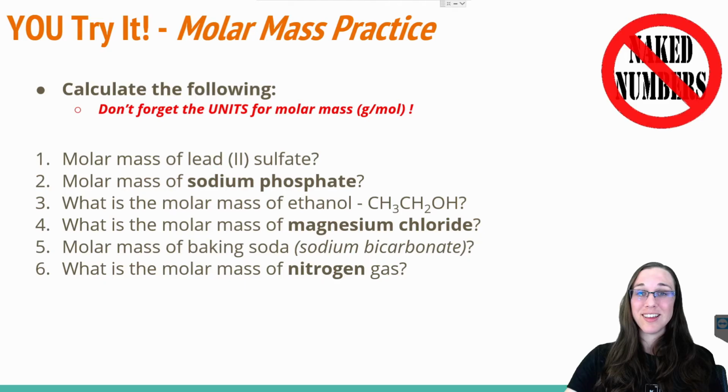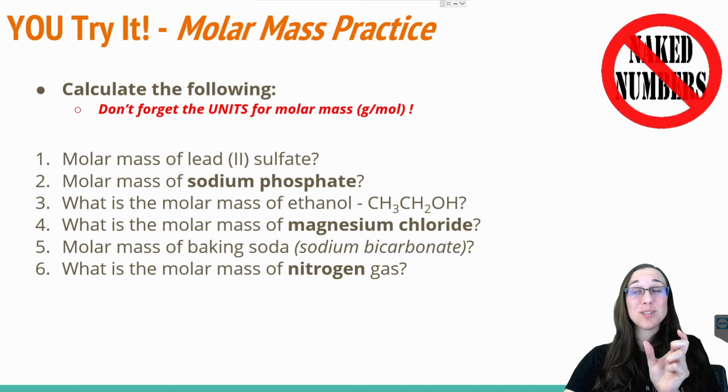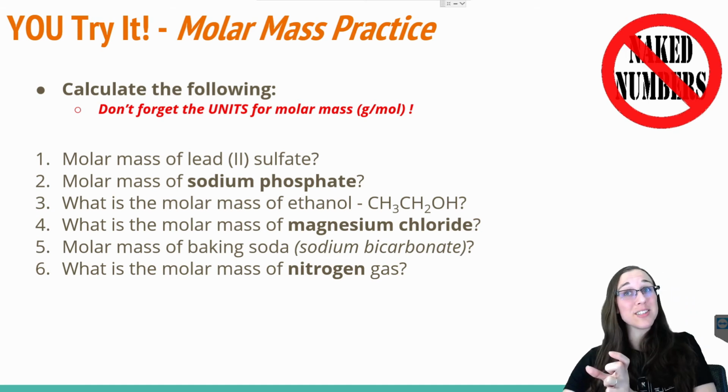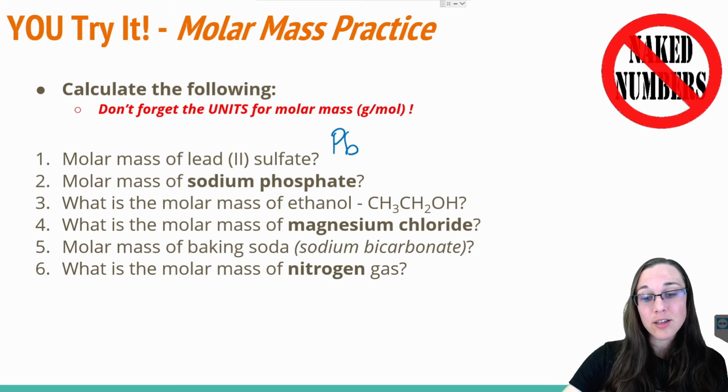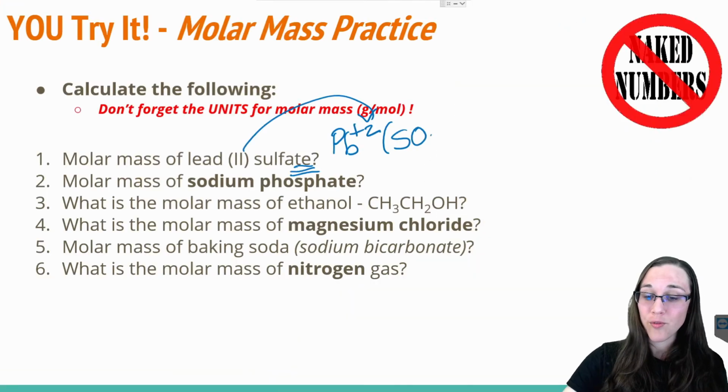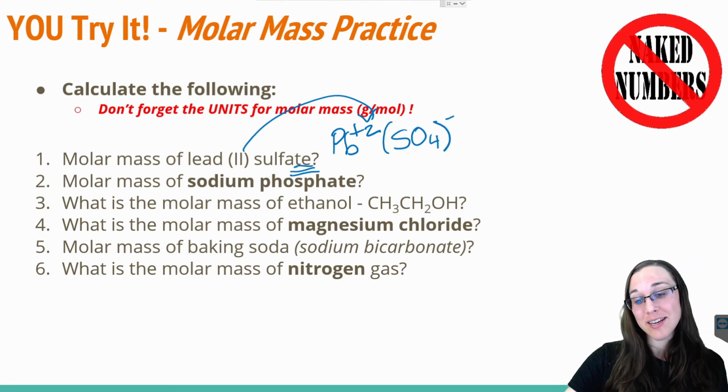I'm stuck. I'm stuck. Are you stuck? Let's get you unstuck. Lead 2 sulfate. First, we have to write the ionic formula, the actual molecular formula, before we can solve for the molar mass. Lead is Pb. The 2 stands for +2 charge. And sulfate is a polyatomic ion. So we need to put SO4, which has a charge of -2.